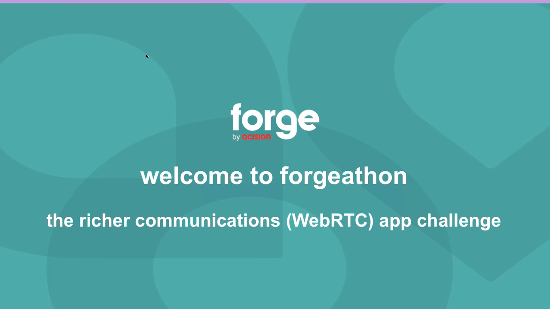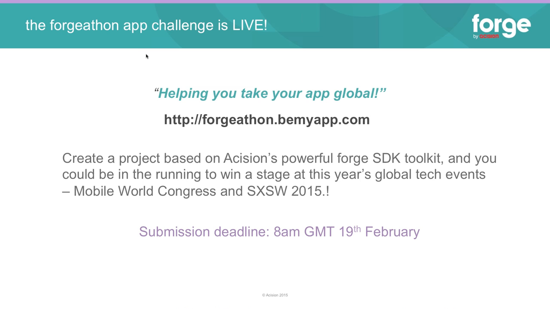Hello, my name's Peter Dunkley. I'm here with Andrew McGough. We're from Acision, and we're here to talk about the Acision Forgeathon today. As I'm sure you all know, because you've come to this webinar, the Forgeathon App Challenge is live today. As part of this, we want to help you take your app global. What we're inviting you all to do is to create a project based on our Forge SDK, and you could be in the running to win a stage at this year's global tech events, Mobile World Congress and South by Southwest. So please submit your app.